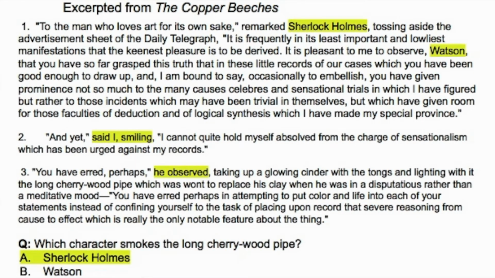So the correct answer is A, Sherlock Holmes. What you need to see here is that first, Sherlock Holmes is talking, and he names the person he's talking to as Watson, right? In the first line, it says, "To the man who loves art for its own sake," remarked Sherlock Holmes, which tells us that the person talking is Sherlock Holmes. Then he goes on to say, "It is pleasant to me to observe, Watson." So Sherlock Holmes is talking, and who's he talking to? It's Watson. That's the first thing I want you to see, all right?